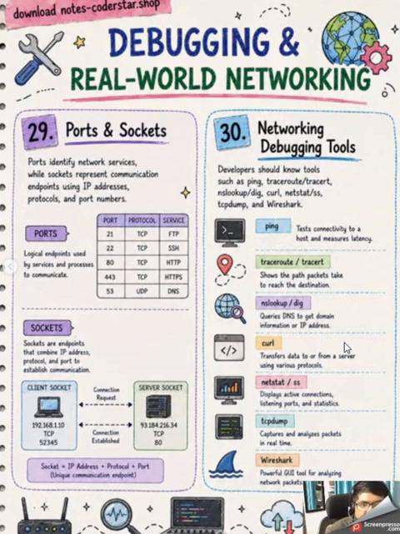We have netstat or ss, which displays the active connections, listening ports, and network stats. And we have tcpdump, which captures and analyzes packets in real time. We have Wireshark, which is a powerful GUI tool for analyzing network packets.